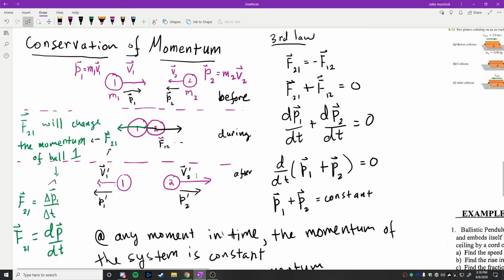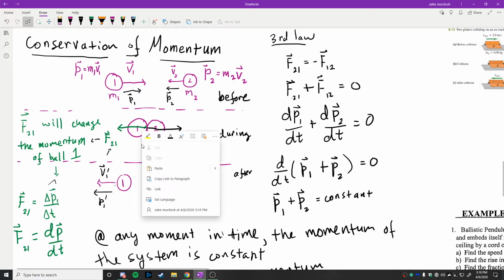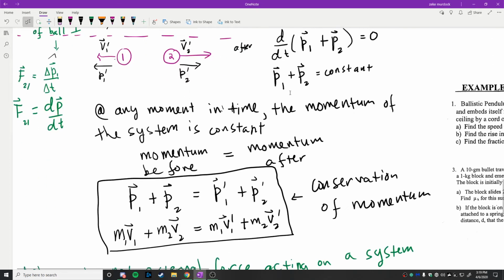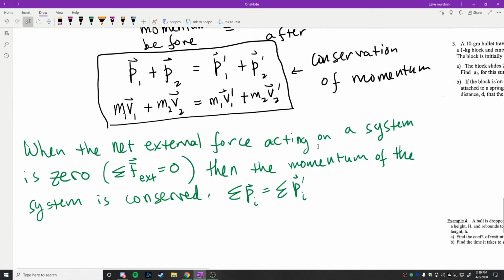In this system, where you have two objects that collide with each other, there is only an internal force that acts at the point of contact. And because it's an internal force to the system between the two balls, Newton's third law states that the force on one ball is equal to the force on the other ball. And if you know that the forces are equal, that means the changes in momentum are going to be equivalent to each other. And as a result, you end up getting that the total momentum is constant, okay?